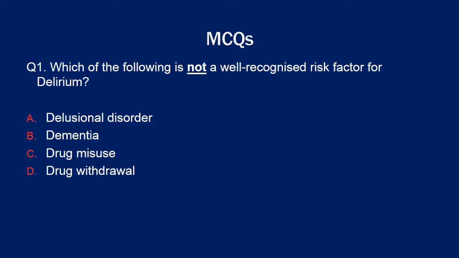So before we finish, we'll go through a set of 5 multiple choice questions. Question 1. Which of the following is not a well-recognized risk factor for delirium? Is it A. delusional disorder, B. dementia, C. drug misuse, or D. drug withdrawal? So we see a lot of D's: delirium, delusion, dementia, drug misuse, and drug withdrawal. If you want, you can pause and choose your option. And the correct answer is, it's not D, it is A, delusional disorder. So the other 3 are recognized risk factors for delirium.